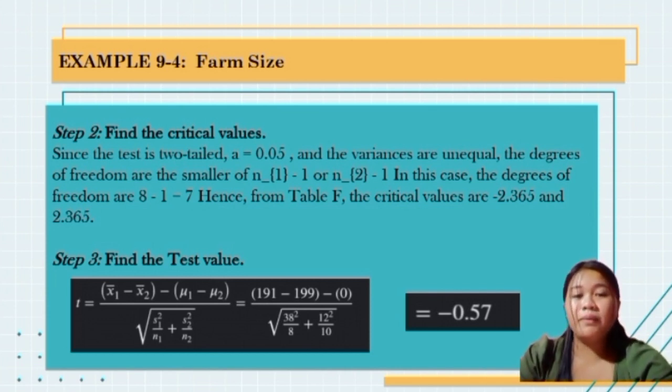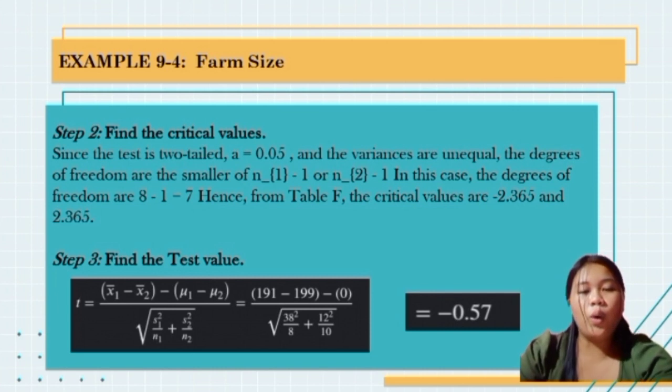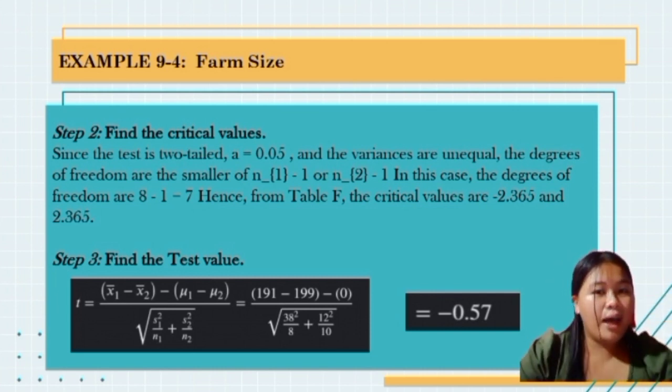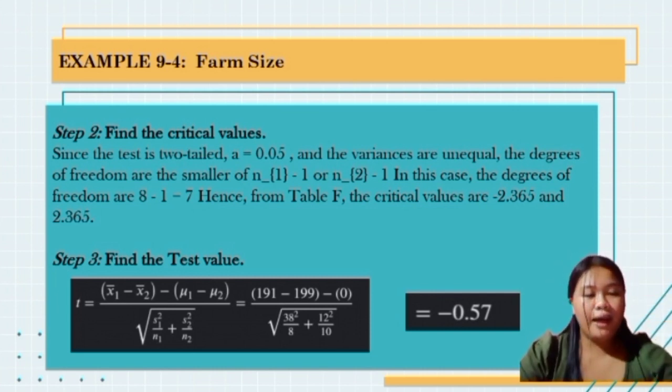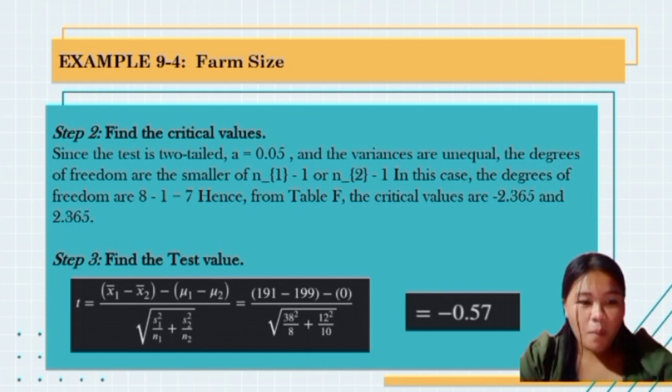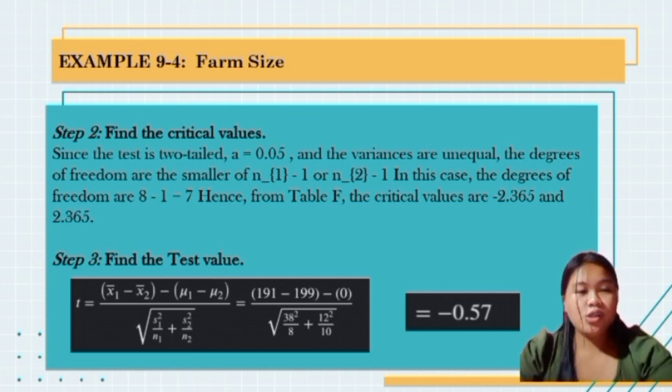Hence, from table F, the critical values are negative 2.365 and positive 2.365. Next step is step 3. So step 3 is to find the t value or the test value. In finding the test value, we have a formula. So we will use the formula. This test value is equal to observed value minus expected value over standard error.